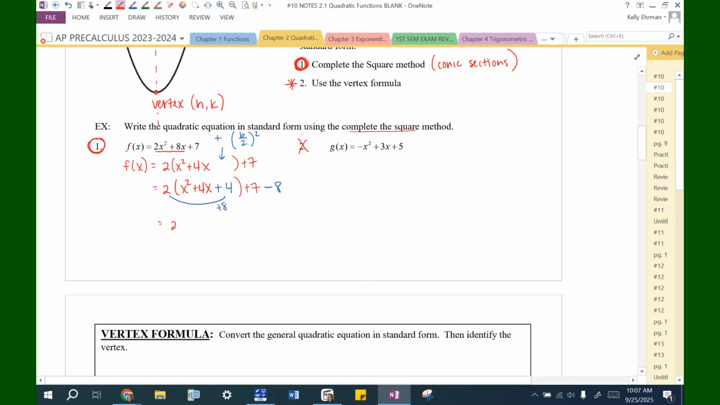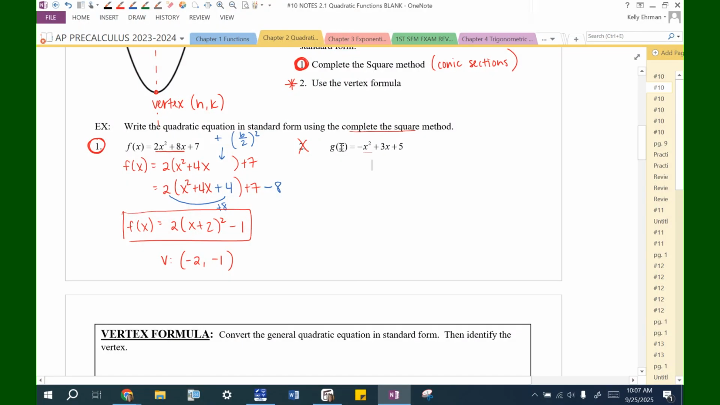So this is 2 times, this factors into x plus 2 squared. 7 minus 8 is negative 1. And this is vertex form of f of x. The vertex would be, instead of x minus h, this says x plus 2. So h is negative 2. Instead of plus k, it says minus 1. So k is negative 1. I would do the same thing with this one. I would have to factor a negative out first.